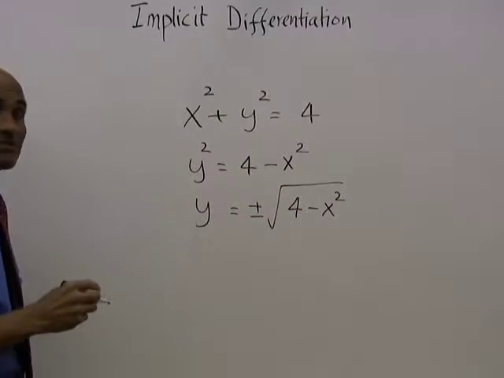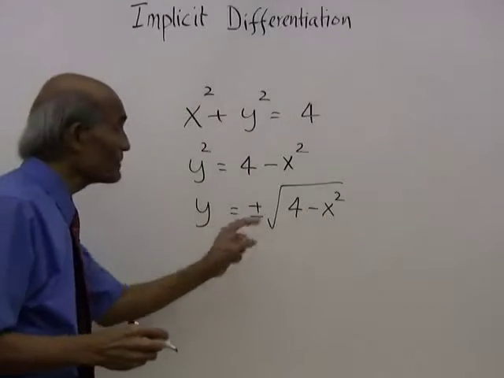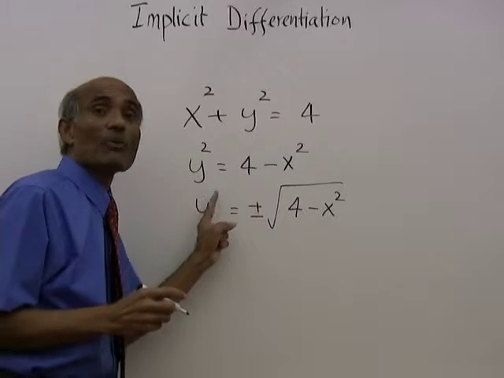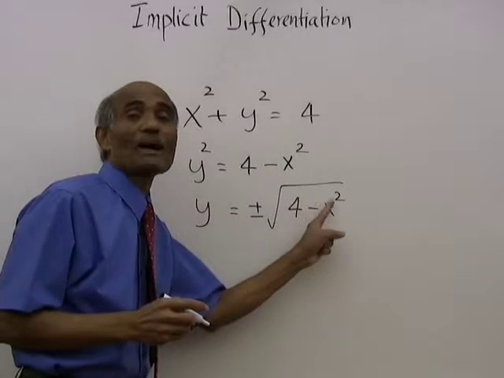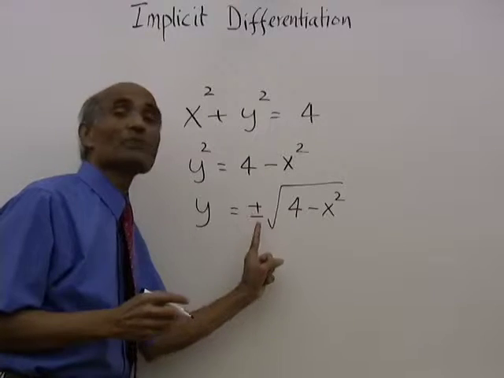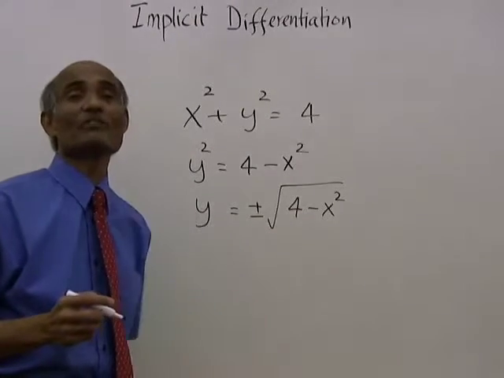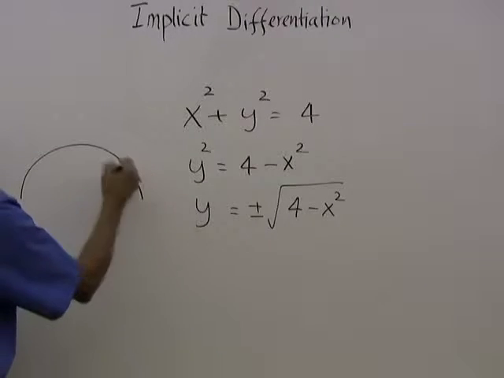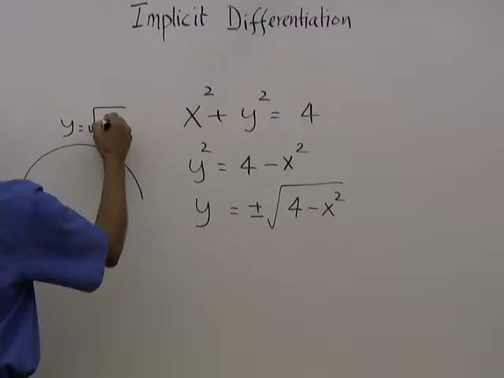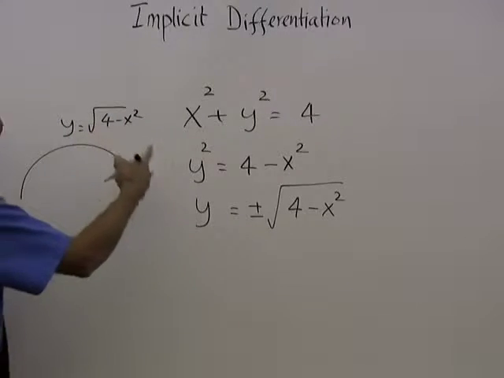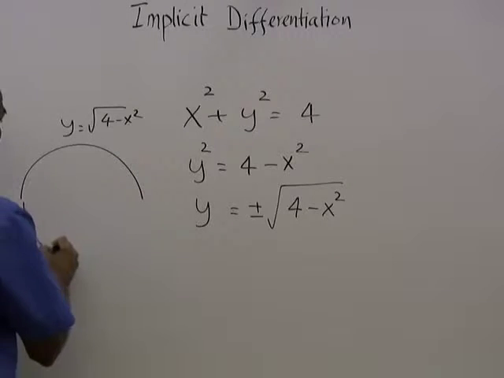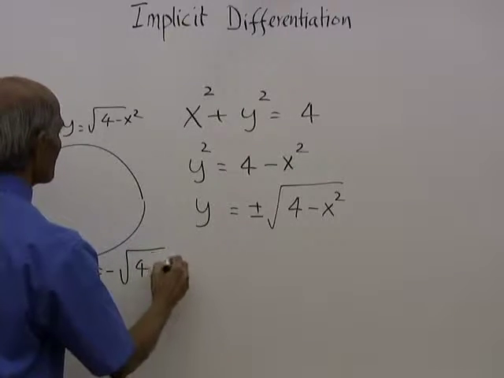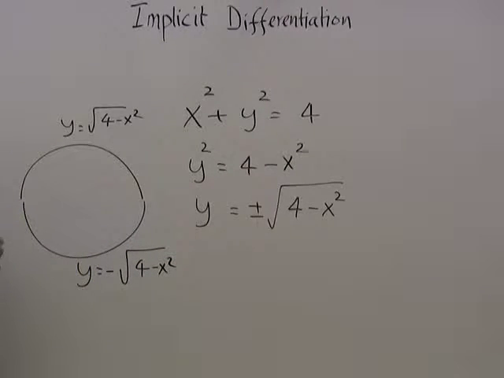Now, if you take your calculator out and draw the graphs of these two functions, put y1 equal to square root of 4 minus x squared and y2 equal to negative square root of 4 minus x squared, and draw the graph and see what you get. You see, y equal to square root of 4 minus x squared will be the top part of the circle, and y equal to negative square root of 4 minus x squared will be the bottom part of the circle.